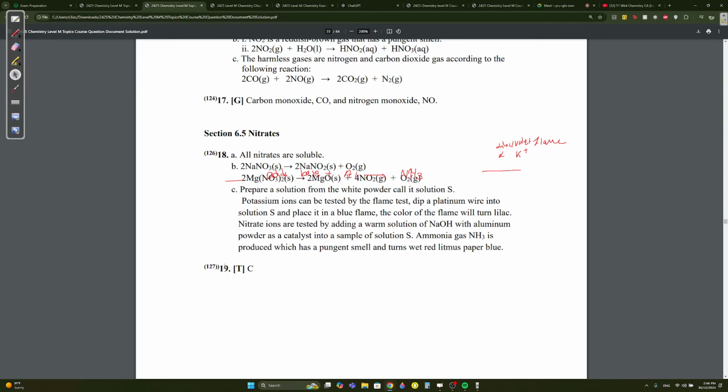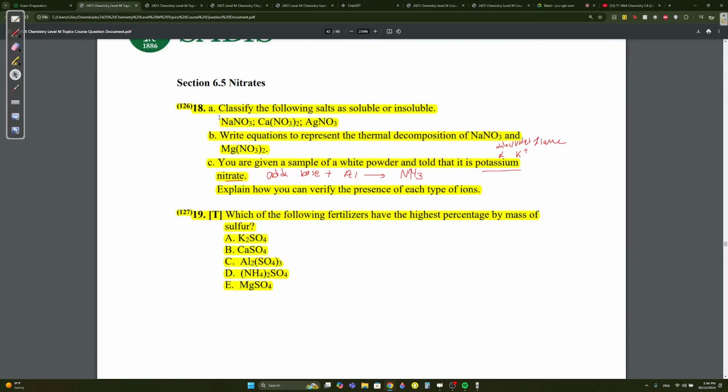So let me just check the solution key. Potassium ions can be tested by the flame test. Dip a platinum wire into solution S and place it into a blue flame. The color will turn lilac. Nitrate ions are tested by warming NaOH with aluminum powder as a catalyst. Ammonia gas is produced, which has a pungent smell and turns wet red litmus paper blue. I feel like they'll give you something like this, they'd ask you how would you test for something.